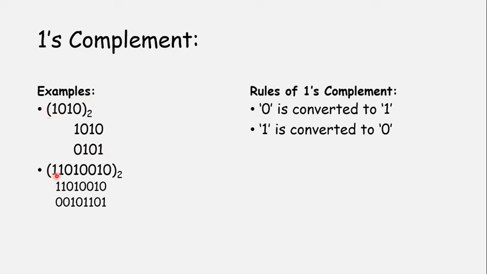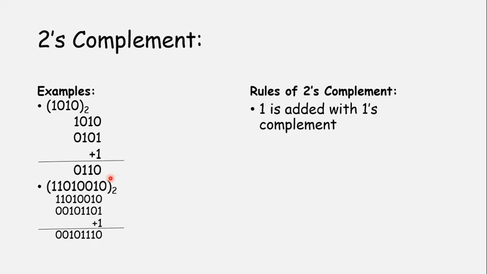Let's see another example. 11010010. Here 1 will be converted to 0, 1 to 0, 0 to 1, 1 to 0, 0 to 1, 0 to 1 and 1 to 0. So 00101101 is the one's complement form of 11010010.